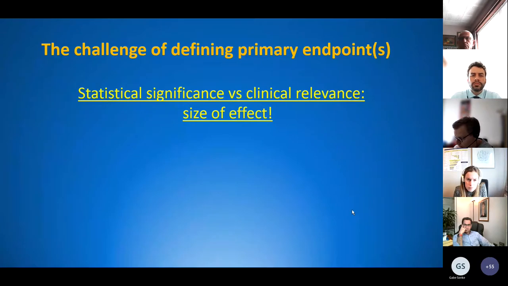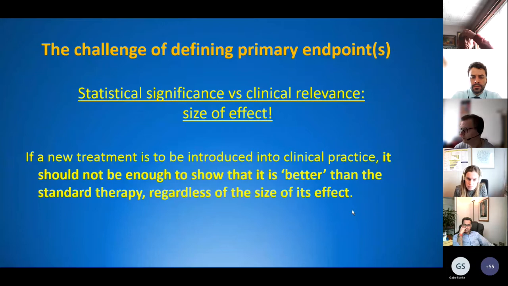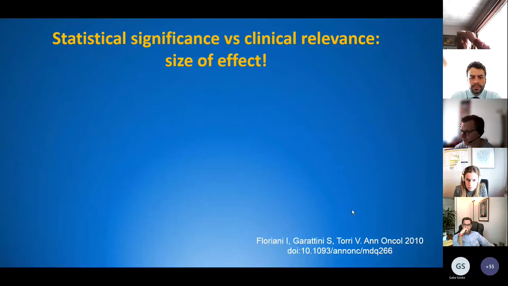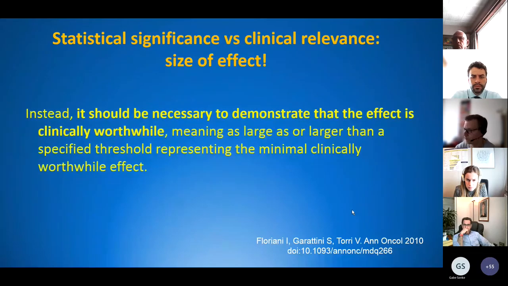The first is that it is important to know the difference between statistical significance and clinical relevance. This is a matter of size of effect, because if a new treatment is to be introduced into clinical practice, it should not be enough to show that it's generally better than the standard therapy, regardless of the size of its effect. This is a wonderful paper published 10 years ago by the Mario Negri group in Italy. The same group expressed that it is necessary to demonstrate that the effect is clinically worthwhile. That means that it should be as large as or larger than a specified threshold representing the minimally clinically worthwhile effect.